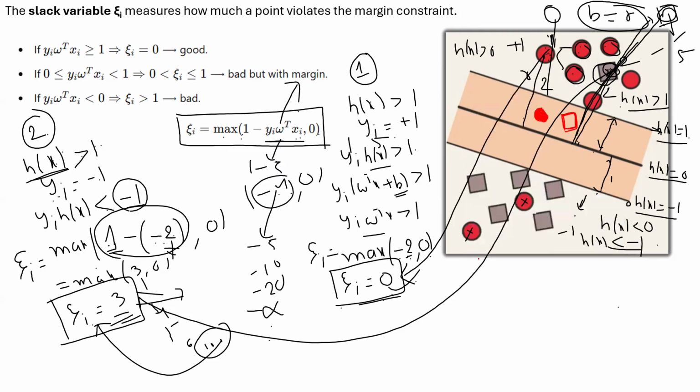Now let's understand this. We have analyzed all these points and we found out that the slack value for the misclassified will always be greater than 0. For the rightly classified, it is 0. Now again take this gray point. Let's call this the third point. Now we're talking about the third point. For the third point, h of x is less than 1, but it is greater than 0. This distance is greater than 0, but it is less than 1, because this is 1 and anything below this will be less than 1. So h of x is this.